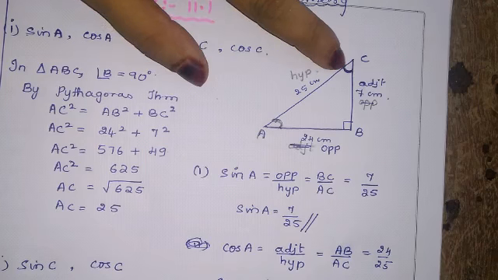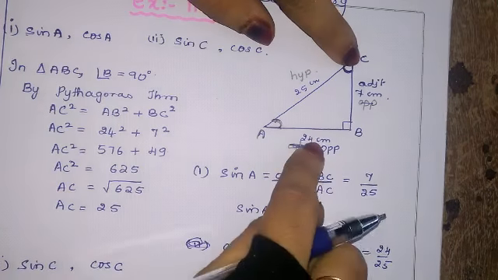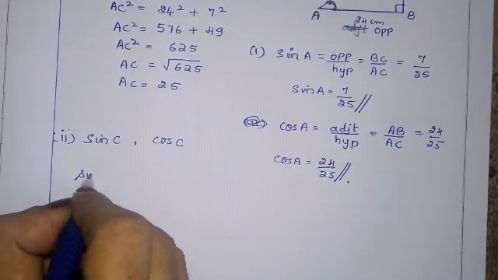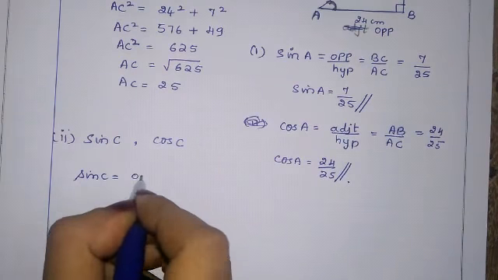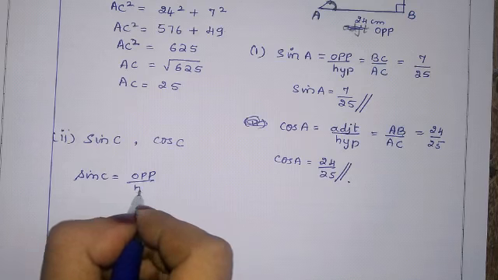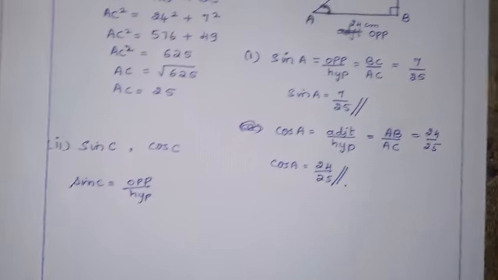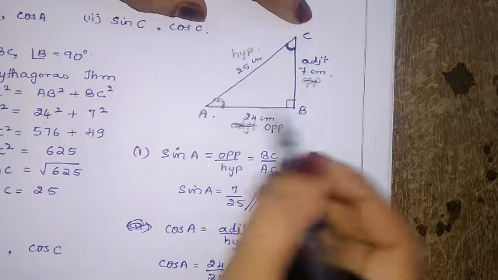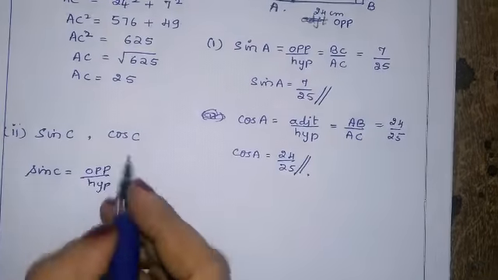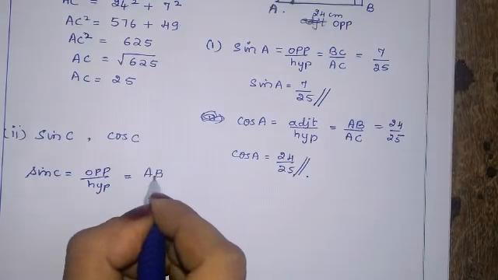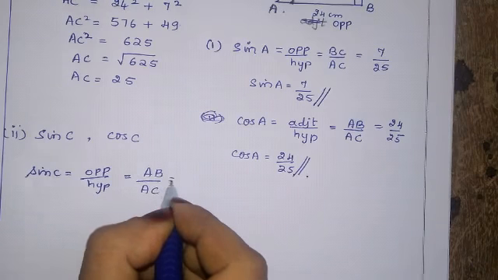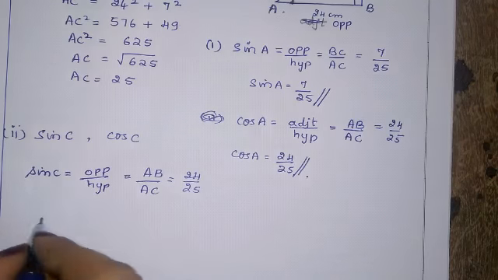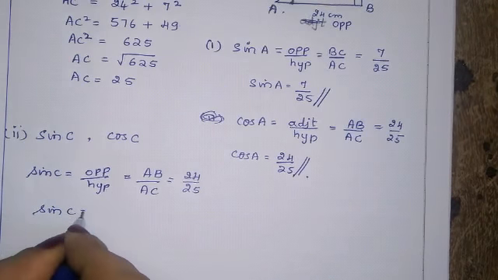Sin C. We know sin means opposite upon hypotenuse. Now, according to C, the opposite side is AB, so AB by AC. AB is 24, so 24 by 25. So sin C is 24 by 25.